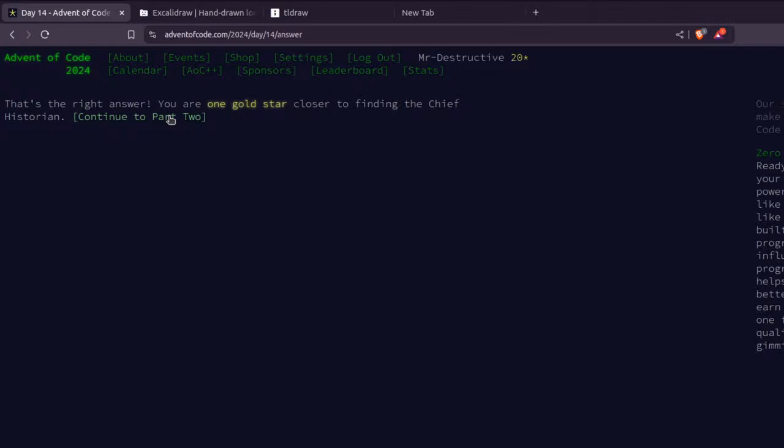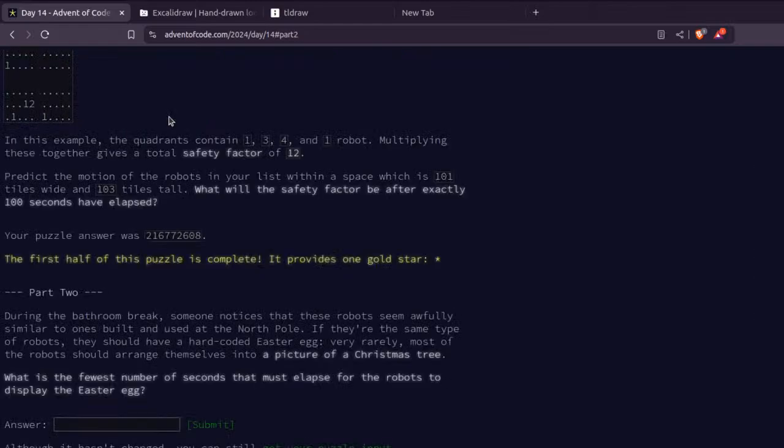During the bathroom break, if they are the same type of robots, they should have a hard-coded Easter egg. Most of the robots will arrange themselves into a picture of a Christmas tree. What?